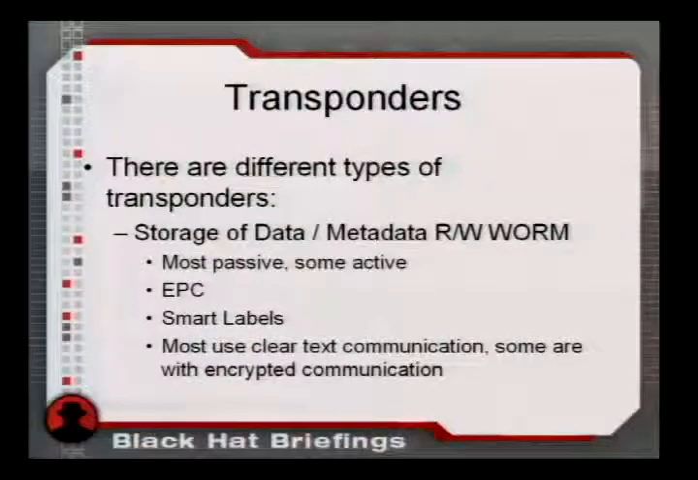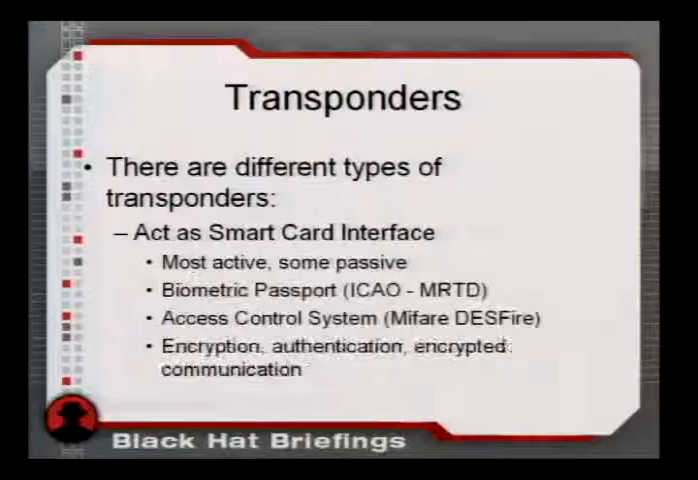We have transponders that are able to store data. It's pretty much an EEPROM. Most of them are passive, some are active. That means they are carrying a small battery, and they are battery powered for higher range. The best known is the EPC label. We have smart labels, and most of them are using clear text communication. Some are using encrypted communication.